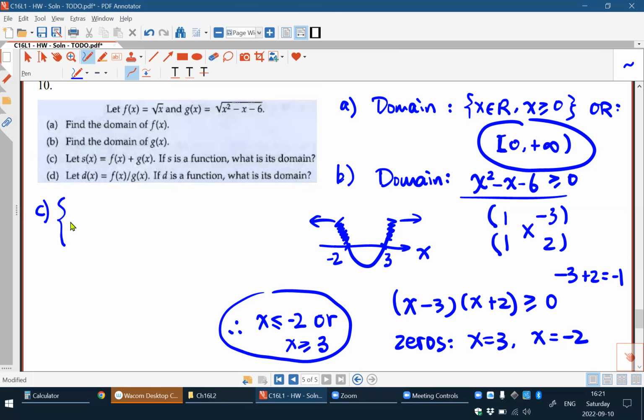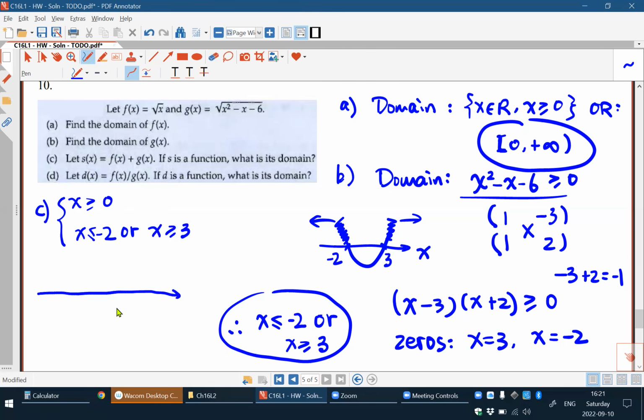Okay, the domain of the new function should be the combination of these two, right? So the new domain is, first of all, x must be greater than or equal to 0, which is the domain of f(x), right? Second of all, consider the domain of g(x). Domain of g(x) is x less than or equal to -2 or x greater than or equal to 3, right? Remember, x must make both f(x) and g(x) meaningful. So it must be a combination of the two domains, right?